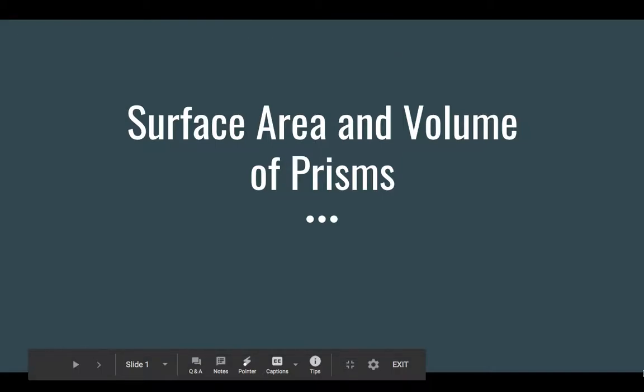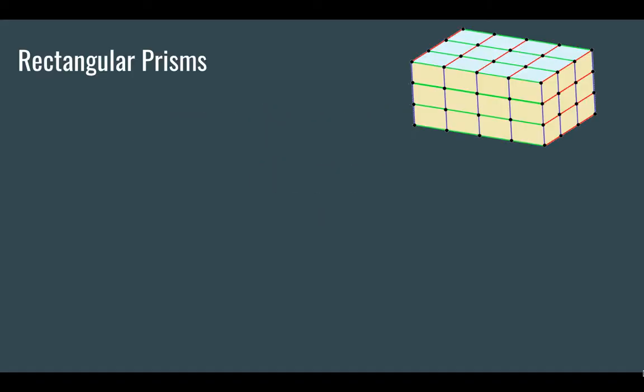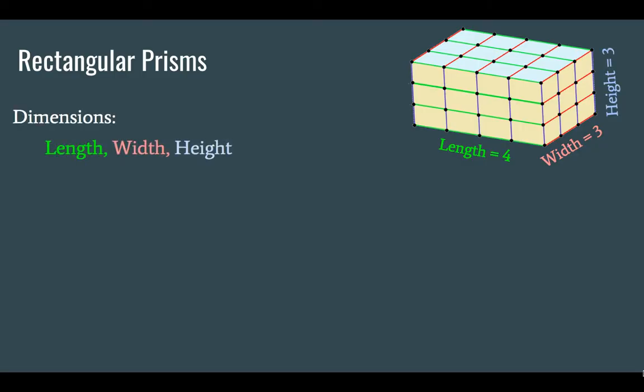In this video, we'll be looking at the surface area of prisms and the volume of prisms. So we'll start with this rectangular prism. Very familiar shape. And from earlier grades, you know that there are 3 dimensions, and we can measure those dimensions in units. We have a length of 4 units, a width of 3 units, and a height of 3 units. So those are our dimensions.